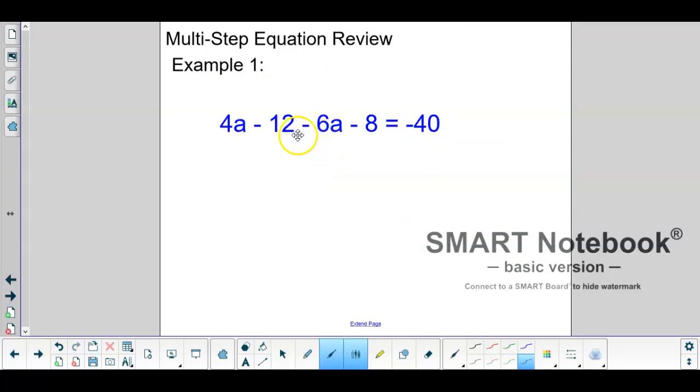So first example, again, remember, a lot of these problems that we're going to go over today, they're just not set up. We know how to solve them at this point, but we just got to make sure that we know how to set them up.